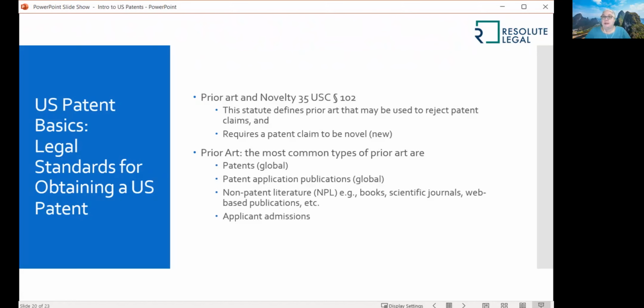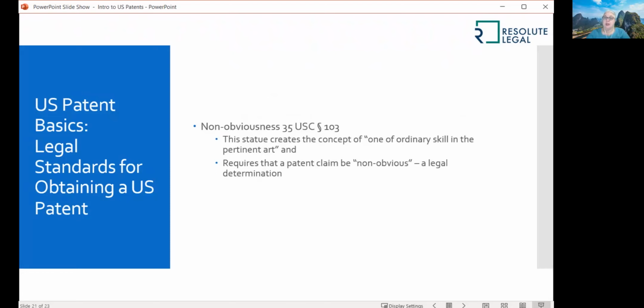So this is a very important statute in terms of what it brings to this system. The definition of prior art and the requirement that a patent claim describe something that is novel. A second statute is 35 United States Code Section 103. And this requires a patent to be granted on a claim that is, in addition to novel, also non-obvious.